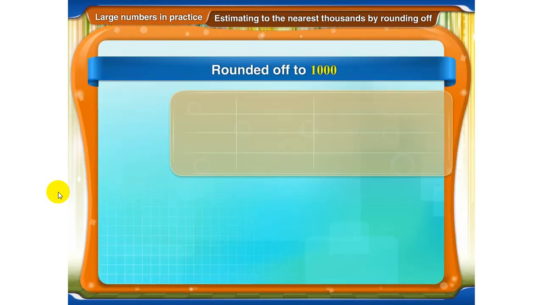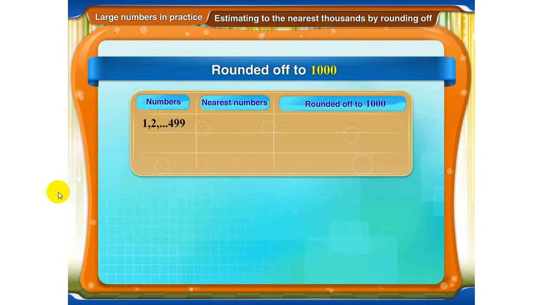Estimating to the nearest thousands by rounding off. We know that numbers 1 to 499 are nearer to 0 than to 1000. So, these numbers are rounded off as 0. The numbers 501 to 999 are nearer to 1000 than to 0, so they are rounded off as 1000. Number 500 is also rounded off as 1000.